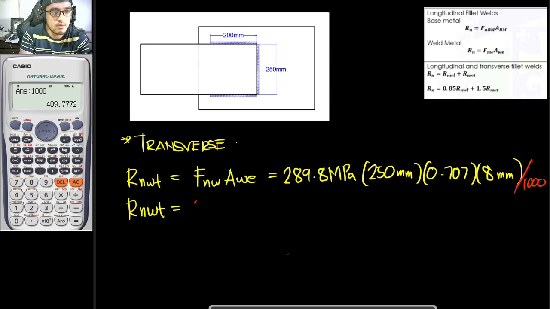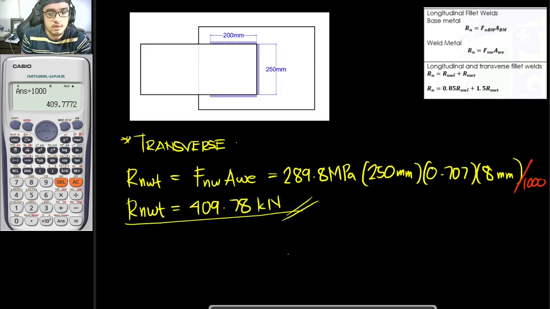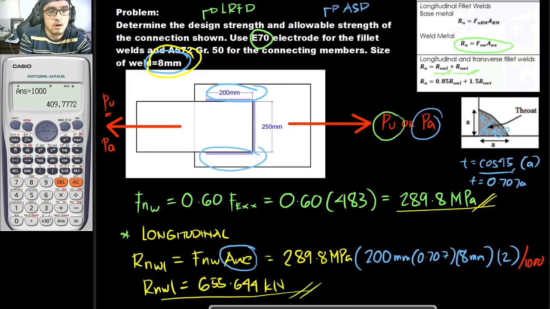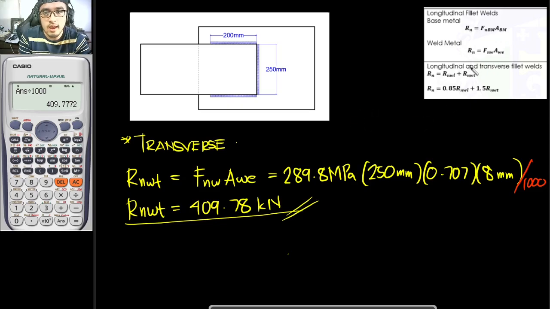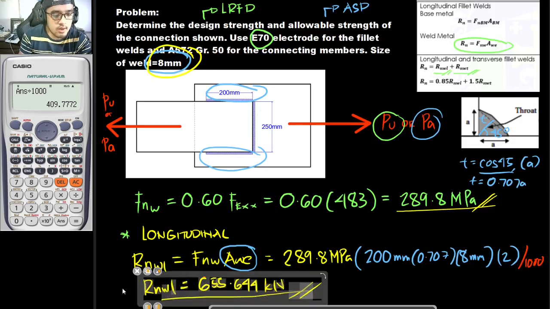409.78 kilonewtons. So this is your longitudinal strength, and this is your transverse strength. And for us to get the value of Pu and Pa, we must solve for the value of Pn or Rn first. So for our total Rn, if we have a combination of both longitudinal and transverse fillet welds, we would be using these equations right here. By the way, I would just be copying this one to the next slide.